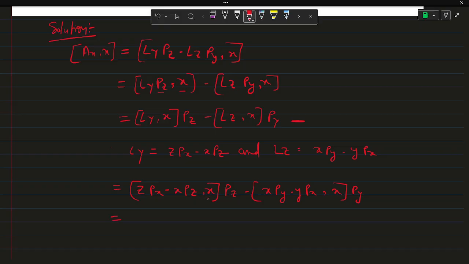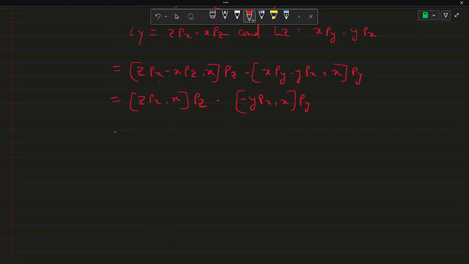Again, we can see here the commutation of x with x and Pz will be 0. So the commutation with the second term will be 0, so we can directly neglect it, and the commutation of x and Px will exist. So we can directly write z Px x Pz minus, again here the commutation of x with x and Py is 0. So the first term will be 0. So we are left with y Px x Py.